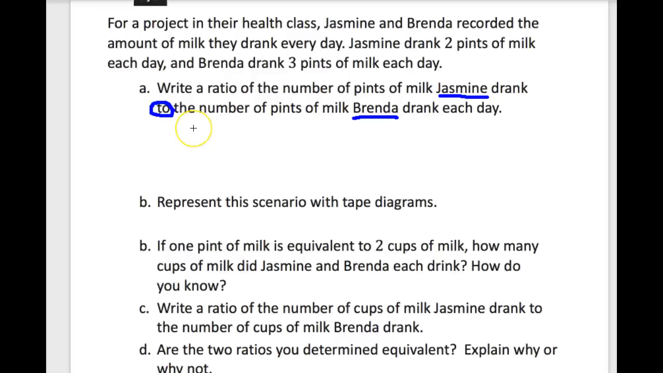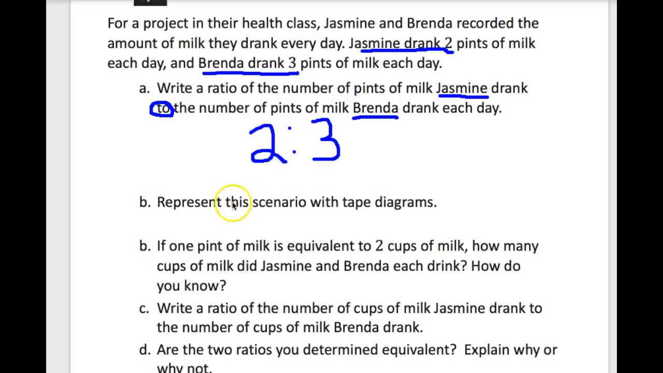So if we're writing this ratio, the number of milk that Jasmine drank was 2. Jasmine drank 2. And the number that Brenda drank was 3. So your ratio is 2 to 3.